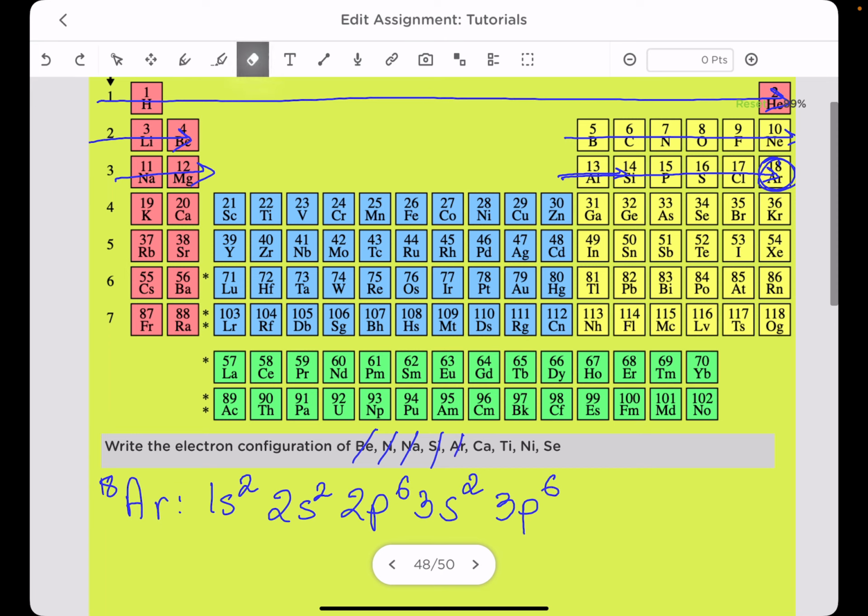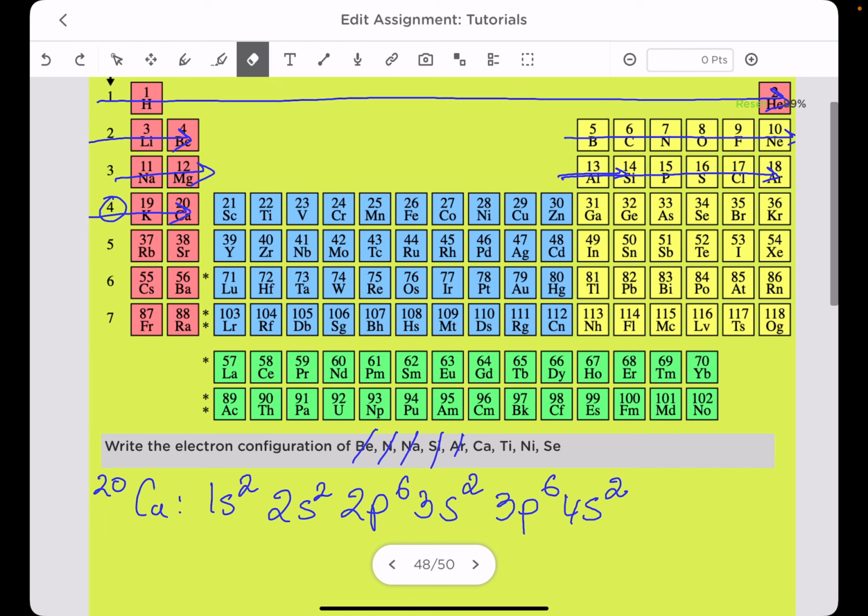Let's take another example, and this time we want to write the electron configuration of calcium. So I'm going to write everything as it is before, but instead of stopping at argon, I'm going to stop over here, and that is 4s2.